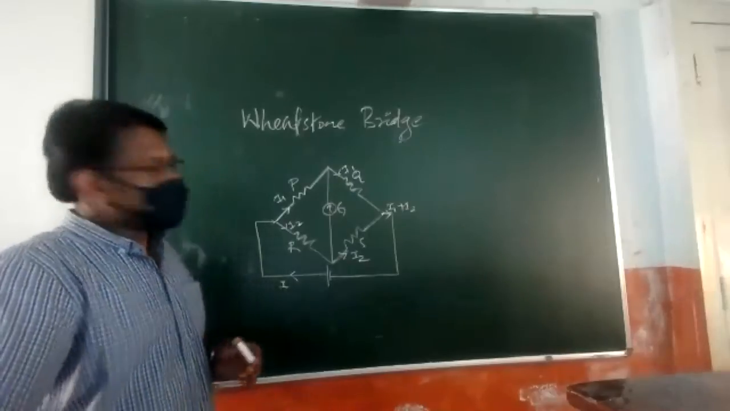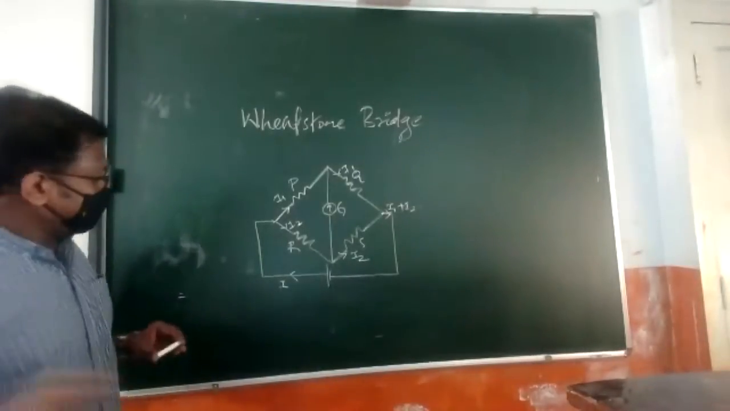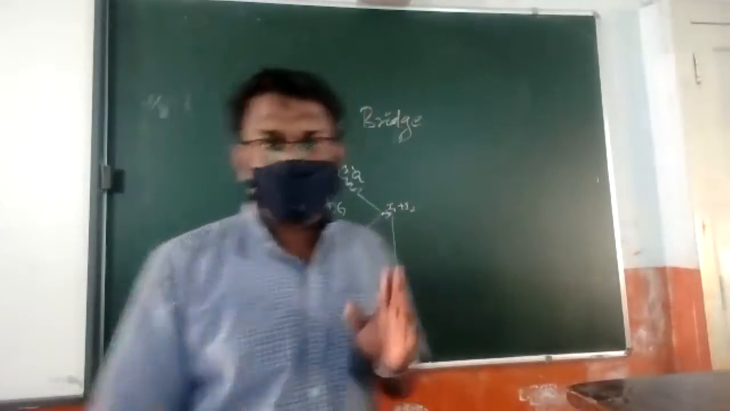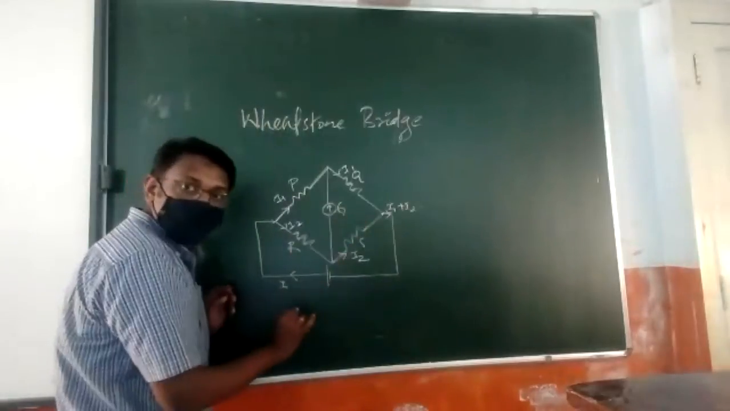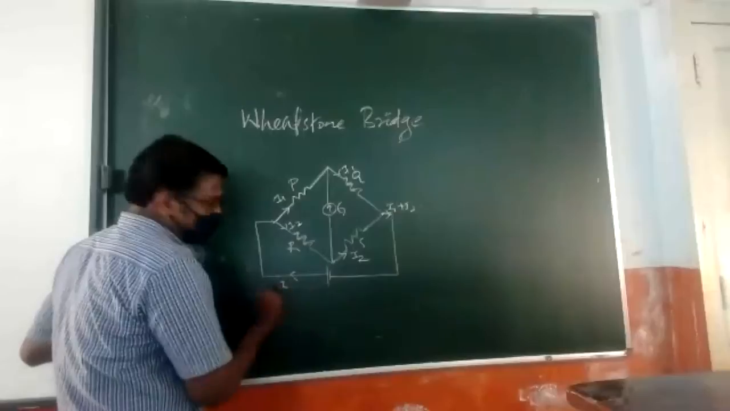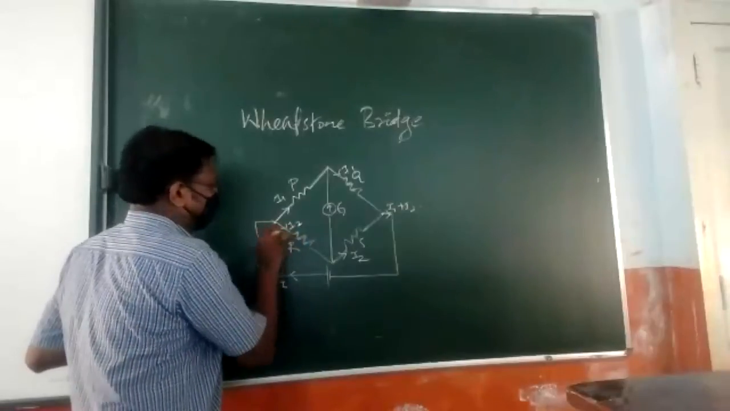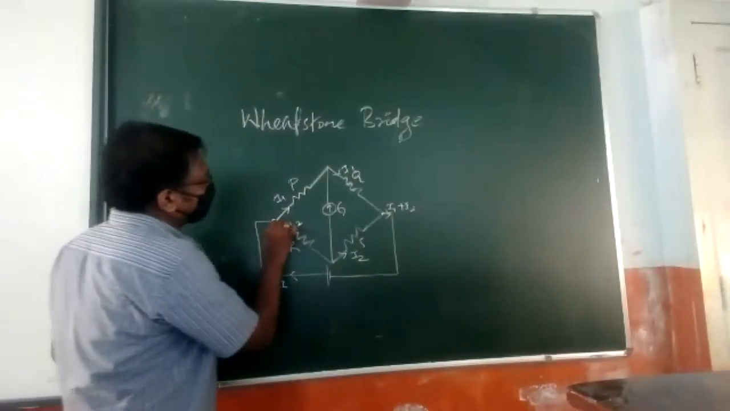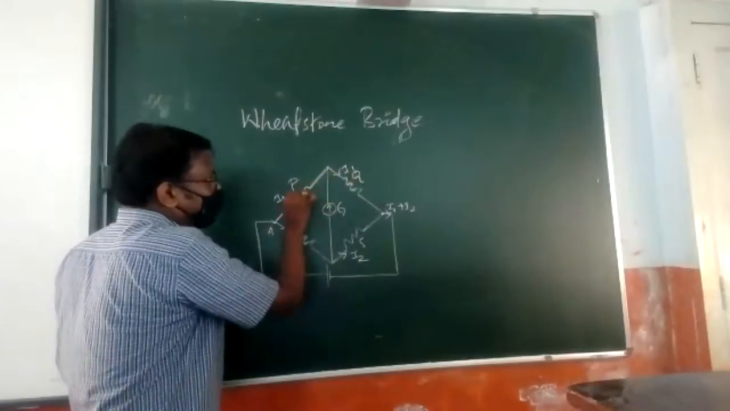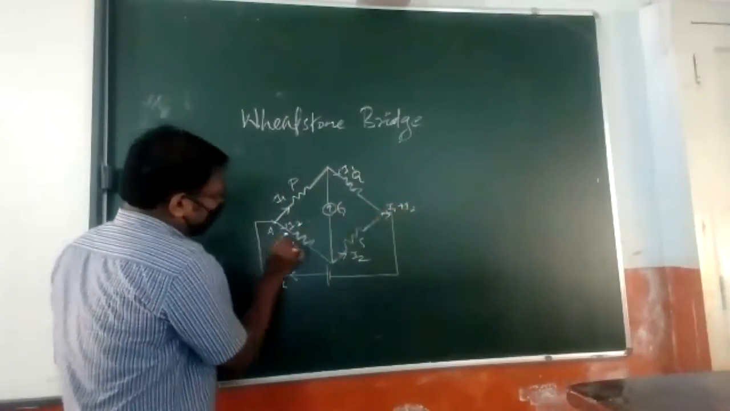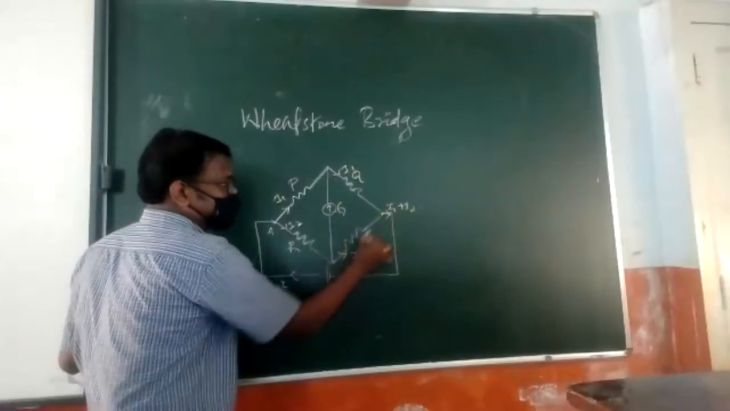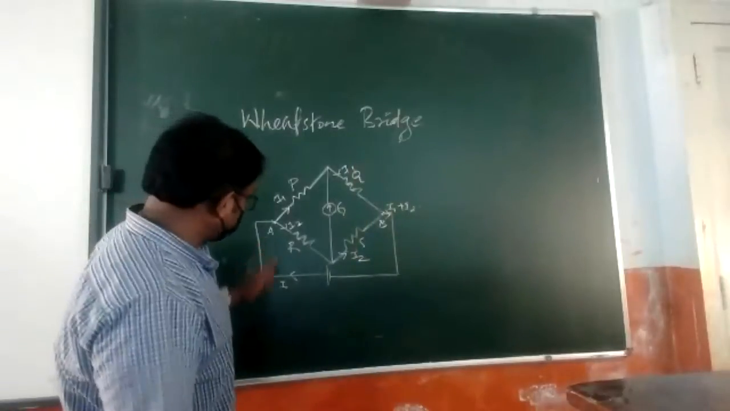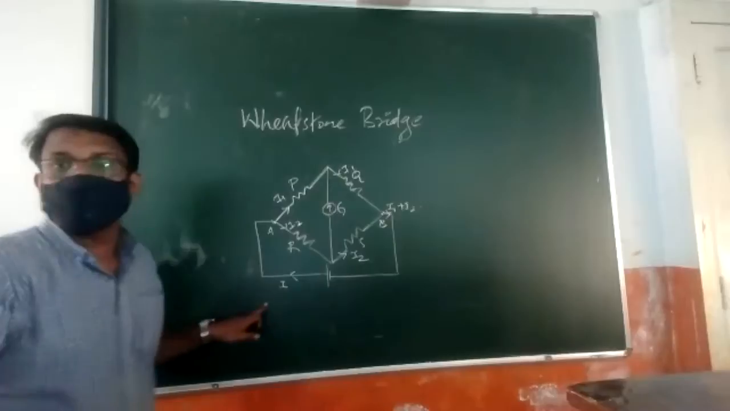Okay. So here when the cell is connected across the diagonal points of this arrangement, a current is flowing through this. See, a current I starts from the cell, and when it reaches the point A, it splits into I1 and I2. I1 is flowing through P, and the same current is flowing through Q. I2 is flowing through R, and the same current is flowing through S also, and meeting at this junction B. I1 plus I2 is equal to I, because the total current I is splitting into I1 plus I2.